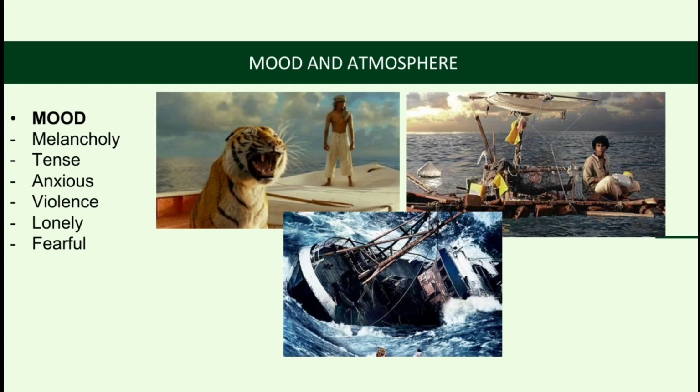The violence and fear experienced during his journey are palpable as he faces storms, hunger, and dehydration. The loneliness of being stranded at sea with only a tiger for company also adds to the overall mood of the story. Additionally, Pi struggles to be believed by officials, and the trauma he experiences upon returning to Canada contributes to the melancholic and anxious tones of the novel.